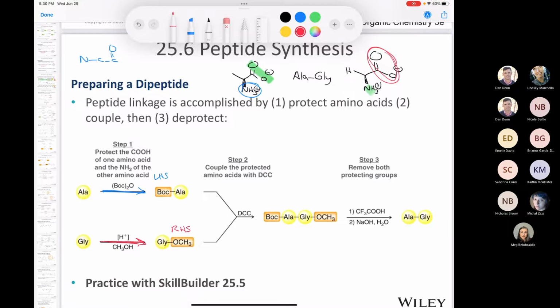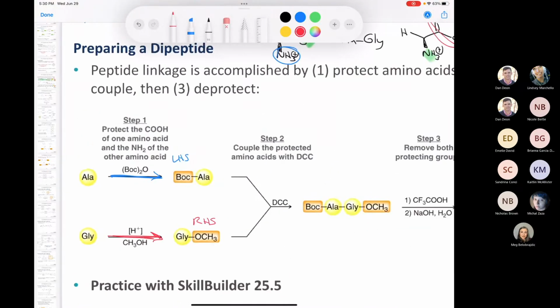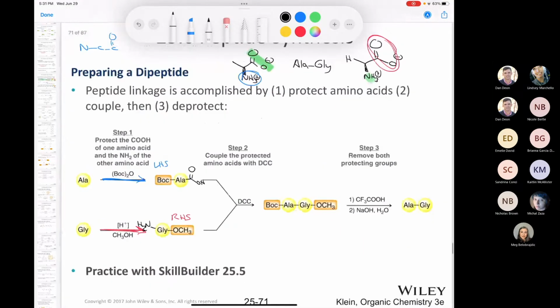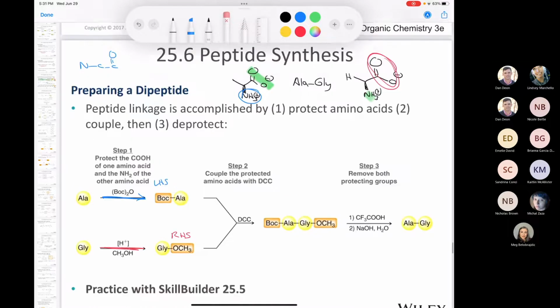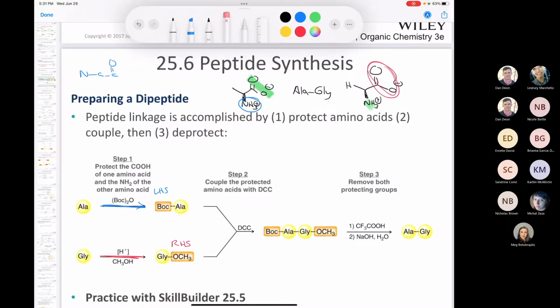So now on this side of my alanine, I still have my carboxyl group. And on this side of my glycine, I still have my amino group. So now I can couple them together with DCC. I'm going to erase that just because it's kind of funny looking. But anyhow, now I can bind them together with DCC, make my peptide bond. So this is the peptide bond.